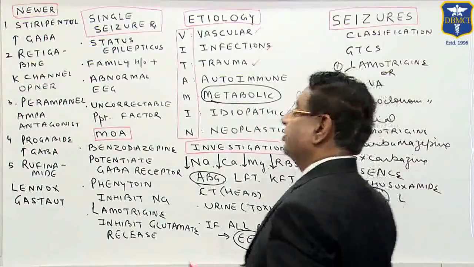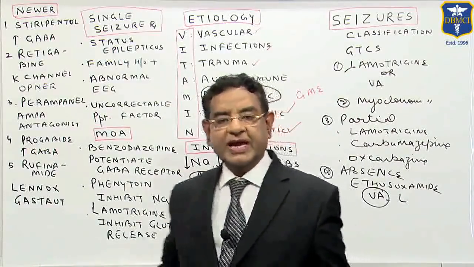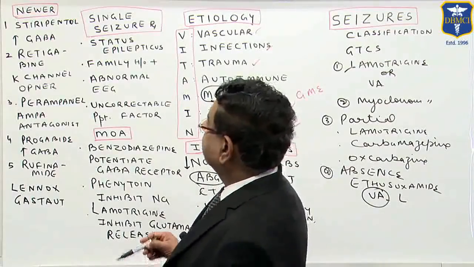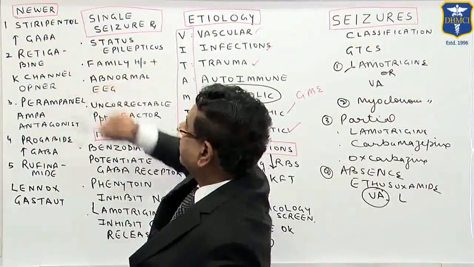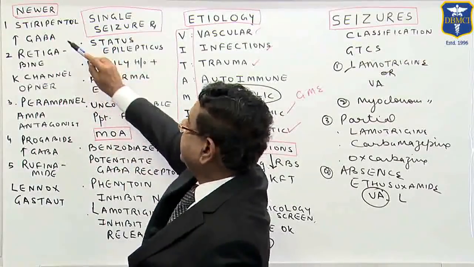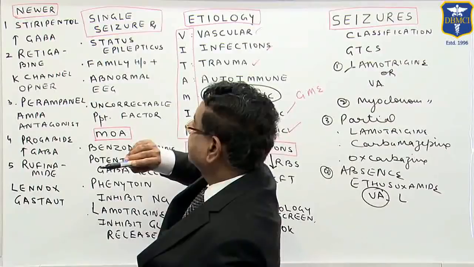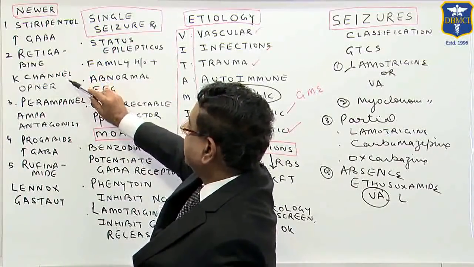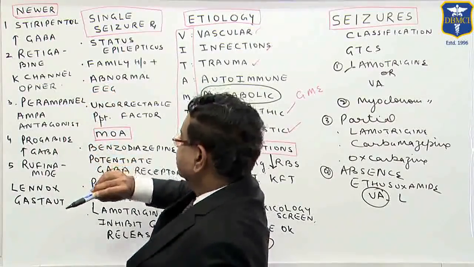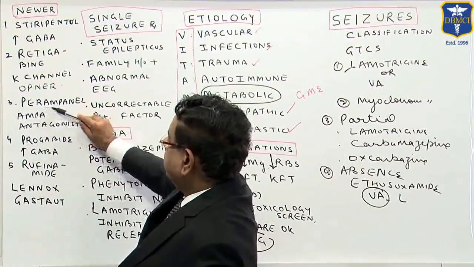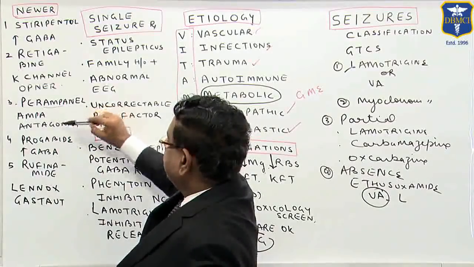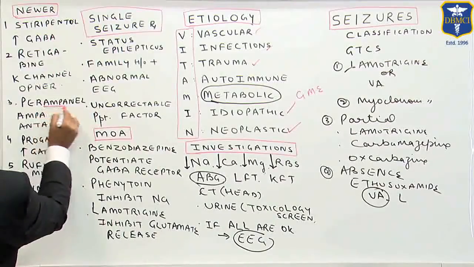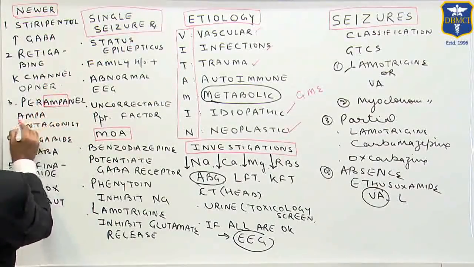Now, what are the newer drugs available now? The newer drugs available are stiripentol, it increases GABA. We have retigabine, which is a potassium channel opener. Perampanel, it is an AMPA antagonist, rather you can say. This is how it has got the name also.